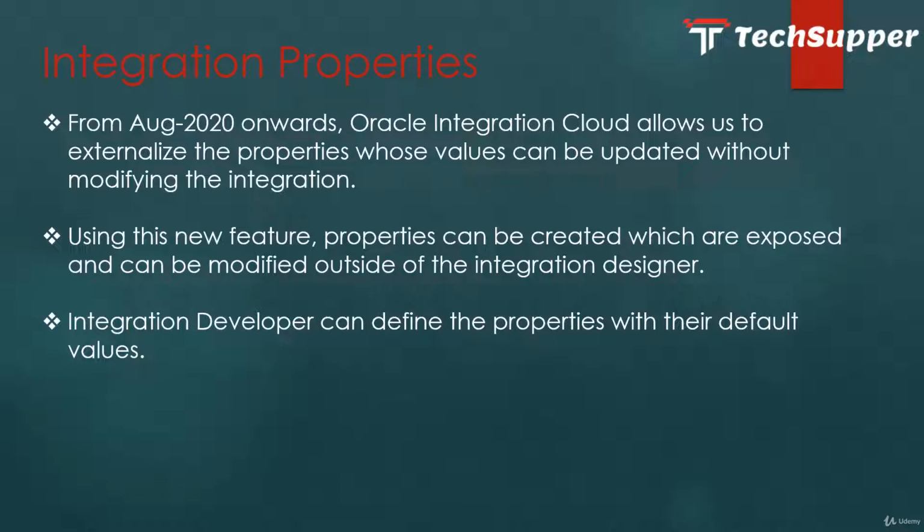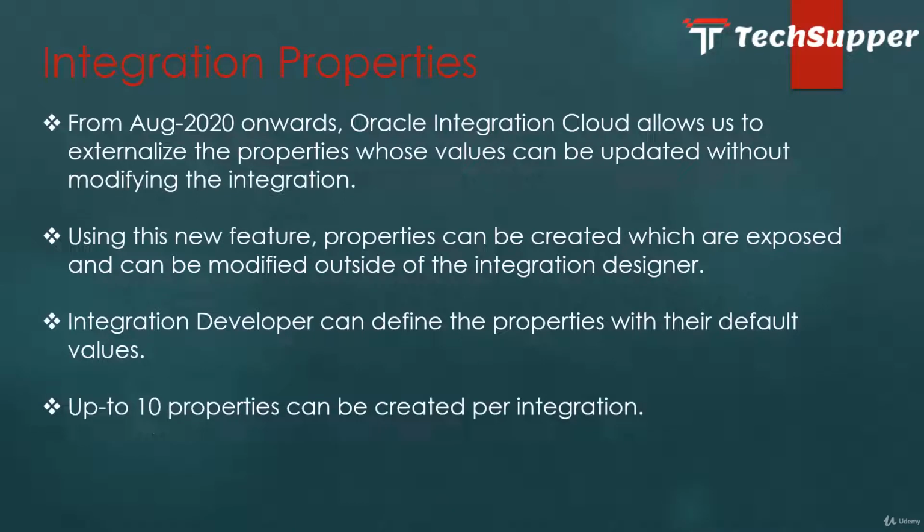It is similar to how we create a properties file in a Java application or some other application, and we modify it without modifying our application. Similarly, here in the integration, properties can be created whose values can be modified without modifying the integration. The integration developer can define the properties with their default values. As of now, up to 10 properties can be created per integration. In a single integration, you can create 10 properties.